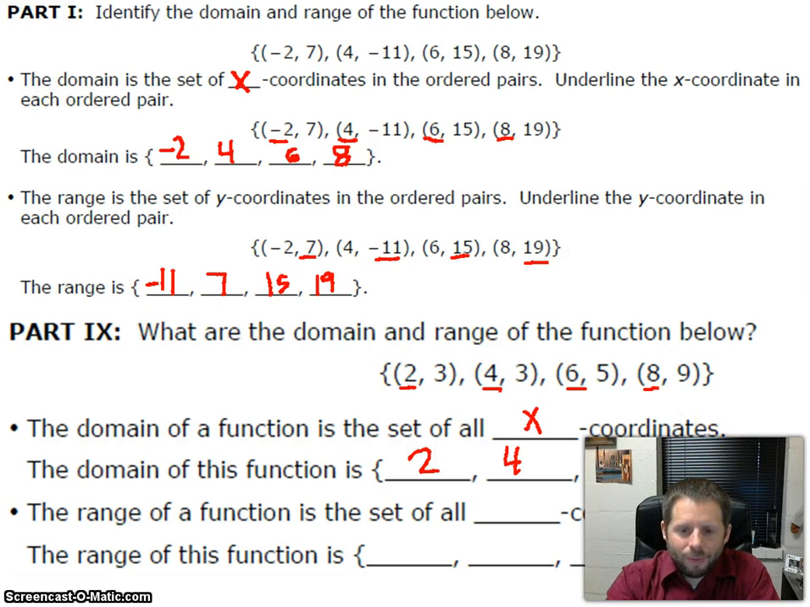Okay, and then for our y coordinates, those are going to be the numbers at the end. Now notice one of our y coordinates repeats. We have 3 here twice. Whenever one repeats, you don't need to write it down twice. Just write it down one time. So for our y coordinates, we're going to have 3, 5, and 9. Alright, that's all there is to finding the domain and range when given a set of ordered pairs. X is our domain, Y is our range.